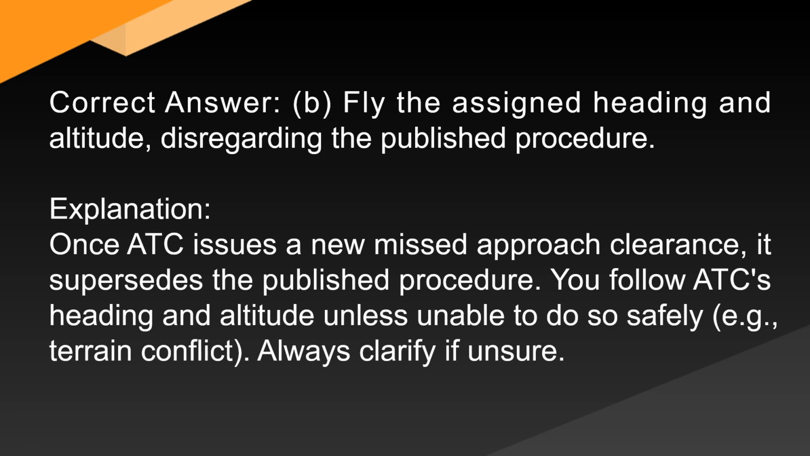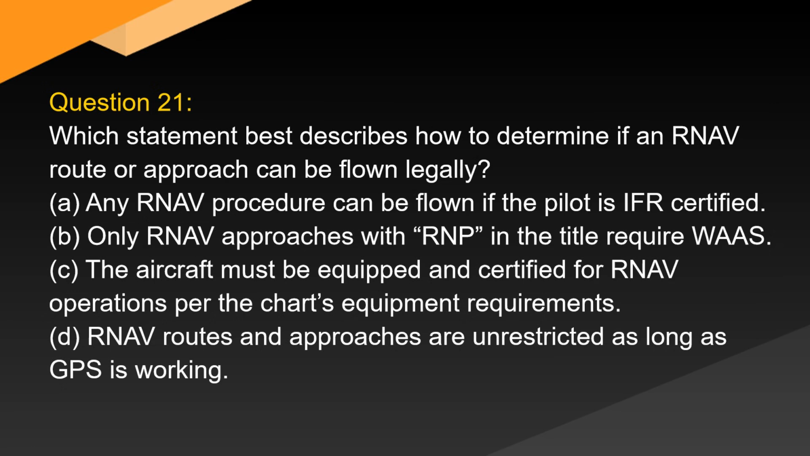Explanation. Once ATC issues a new missed approach clearance, it supersedes the published procedure. You follow ATC's heading and altitude unless unable to do so safely, e.g., terrain conflict. Always clarify if unsure. Question 21.